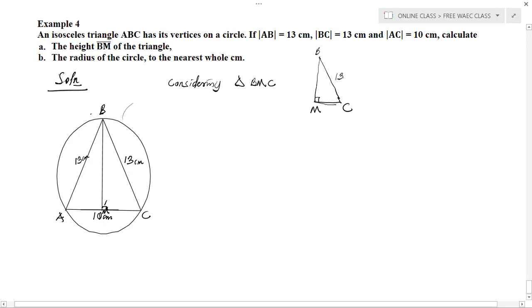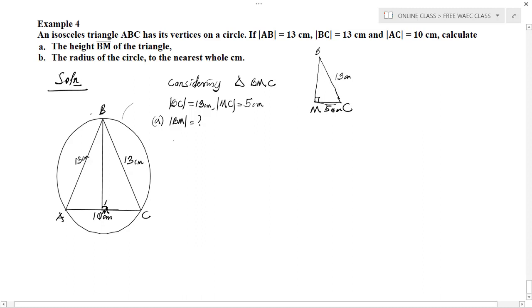Here will be 13 and here will be 5 centimeter. Now to get BM is easy now. So from here we have BC. Length BC is 13 centimeter. Length MC we can see is 5 centimeter, half of the chord. We have to calculate question A, length BM, which is the height of the triangle.